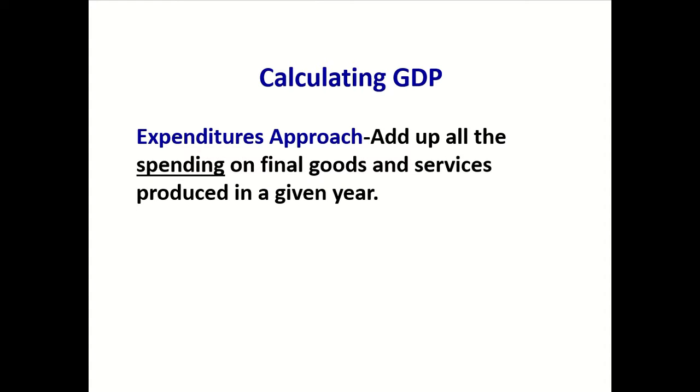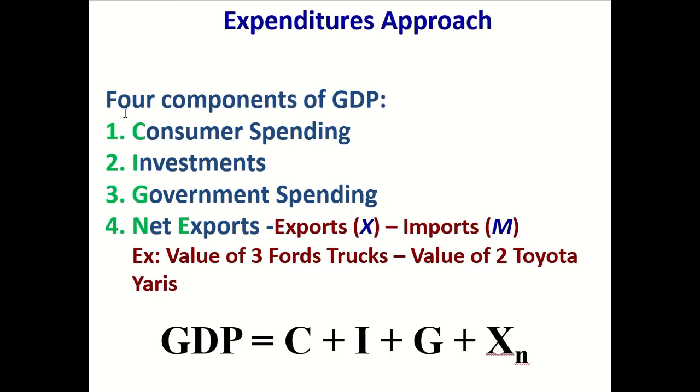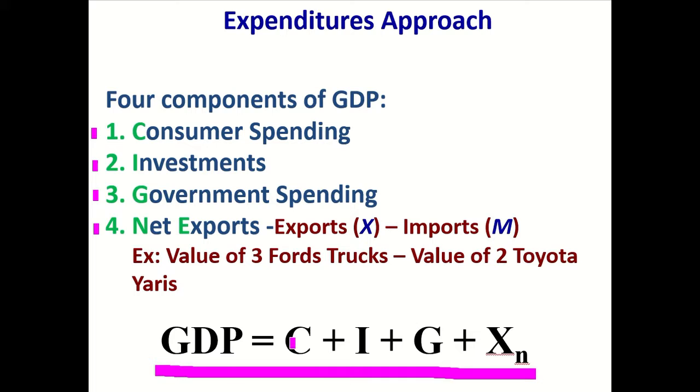Okay, so calculating GDP, we use something called the expenditure approach here. Basically, we just add up all spending on final goods and services. So what kind of spending? There are only really four things that we're going to look at: consumer spending, investment spending, government spending, and net exports. This gives us in our equation down here C plus I plus G plus XN.